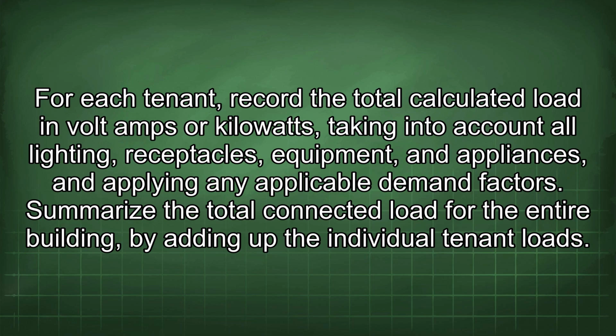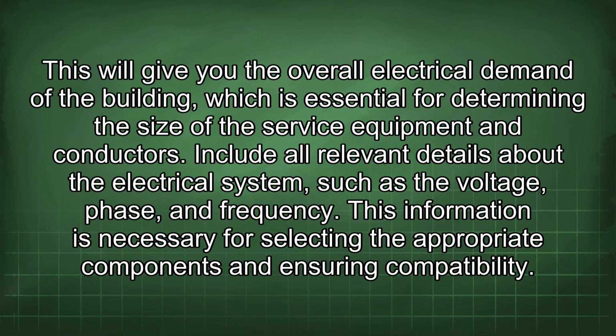Summarize the total connected load for the entire building by adding up the individual tenant loads. This will give you the overall electrical demand of the building, which is essential for determining the size of the service equipment and conductors. Include all relevant details about the electrical system, such as the voltage, phase, and frequency. This information is necessary for selecting the appropriate components and ensuring compatibility.